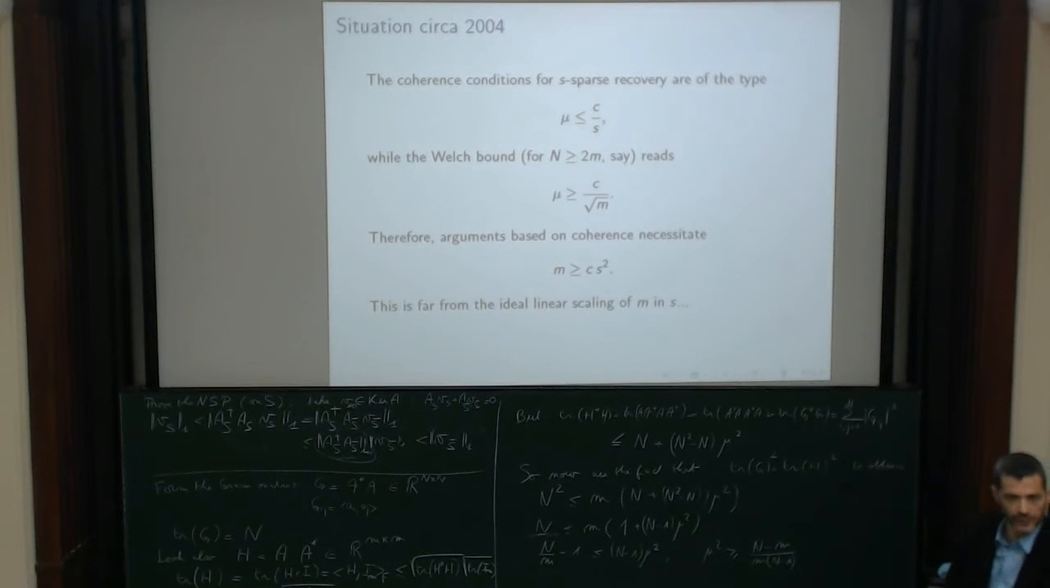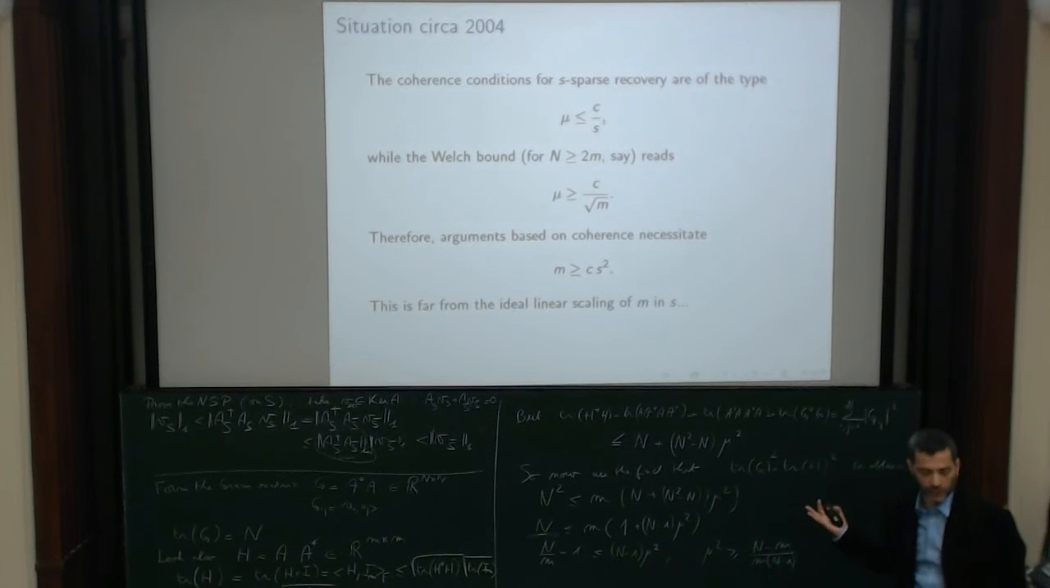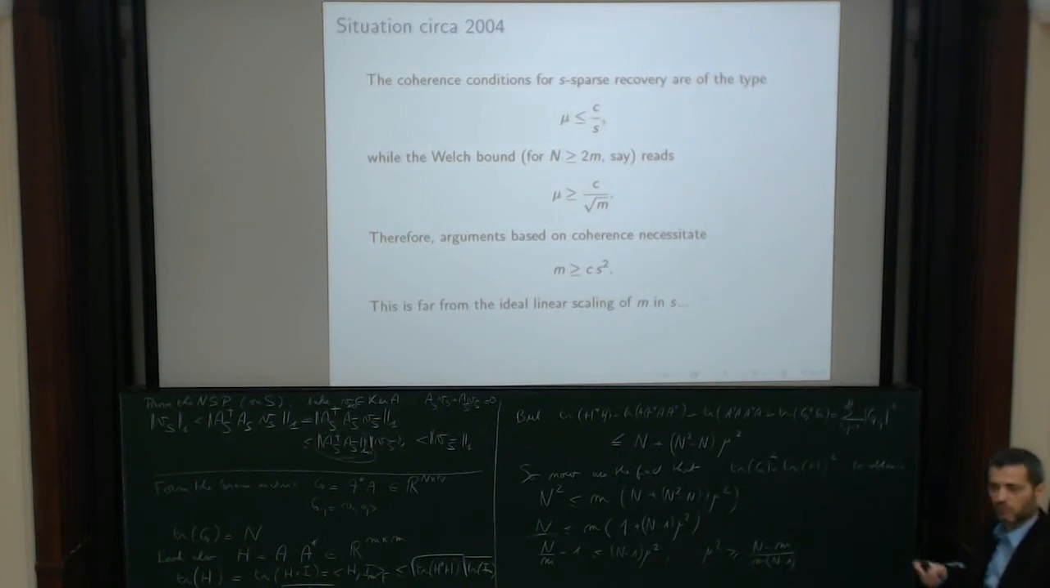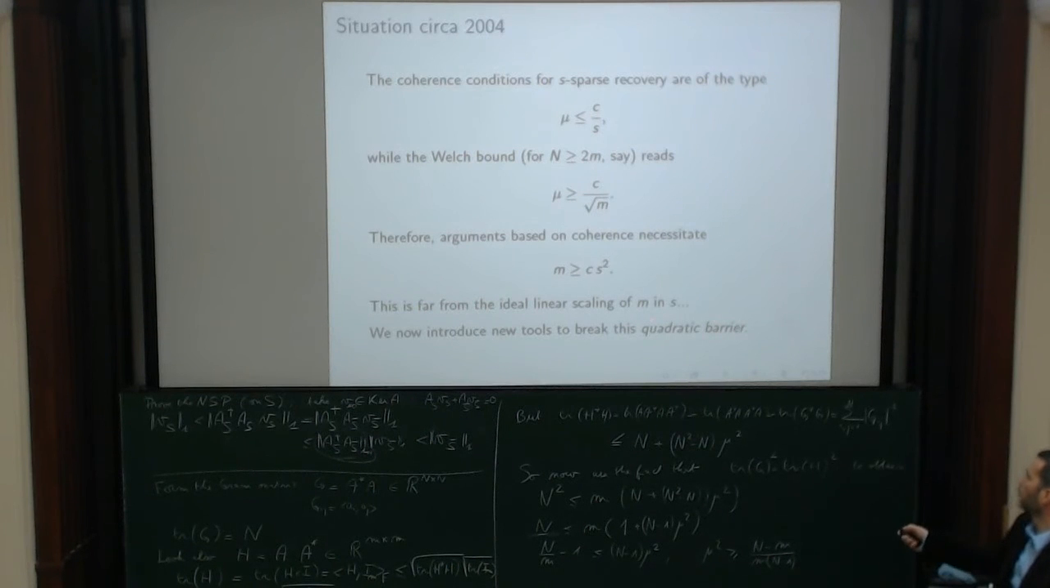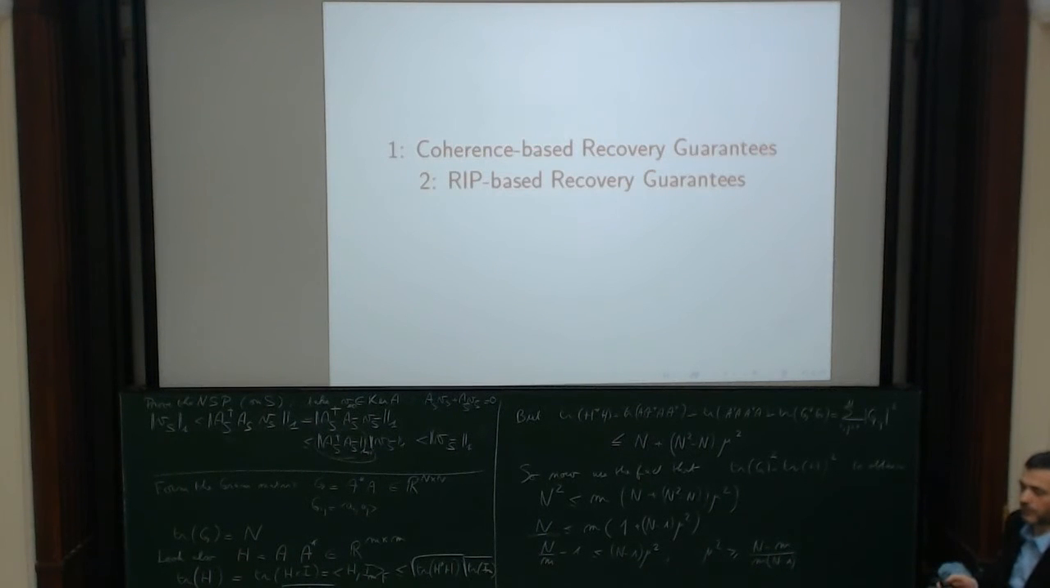But we were after a minimal number of measurements, which was 2S in the ideal situation. In the non-ideal situation, we don't want it to be much larger than S, and S squared is in fact too large. So this is what can be called the quadratic barrier, and we want to break that. We want to find matrices of size M times N with M smaller than S squared that guarantee S sparse recovery from Y equals AX. I guess it's a good time because I'm going to go to another concept.